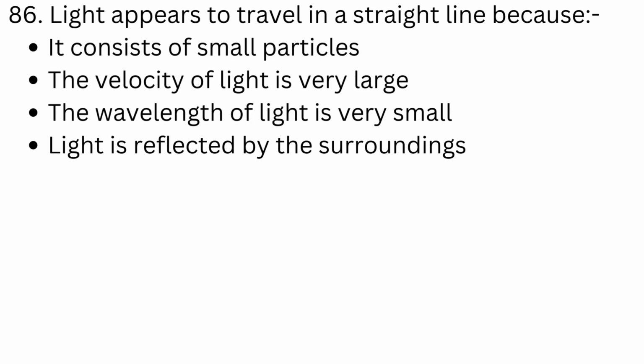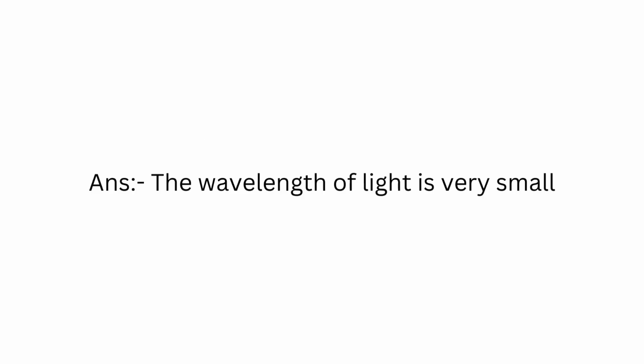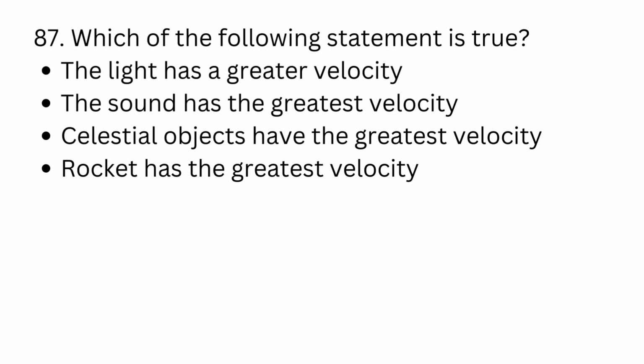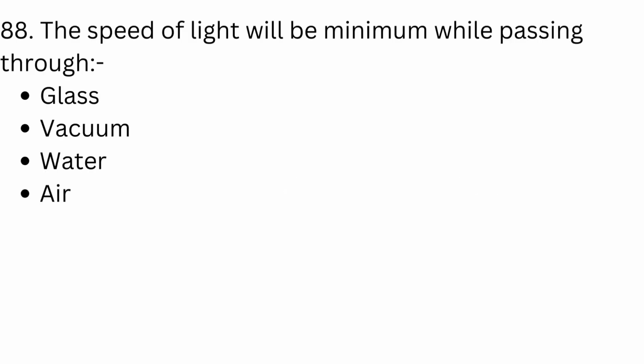Light appears to travel in a straight line because: options are it consists of small particles, the velocity of light is very large, the wavelength of light is very large, and light is reflected by the surroundings. The right answer is the wavelength of light is very small. Next question is: which of the following statements is true? Options are light has the greatest velocity, sound has the greatest velocity, celestial objects have the greatest velocity, rocket has the greatest velocity. And the right answer is light has the greatest velocity.